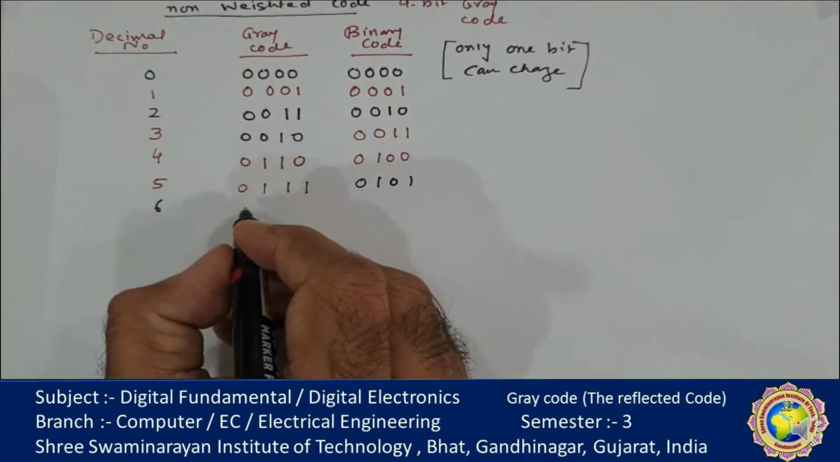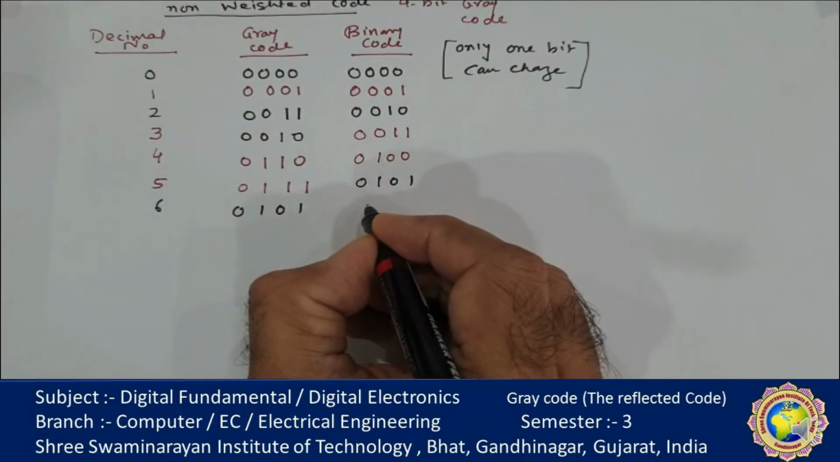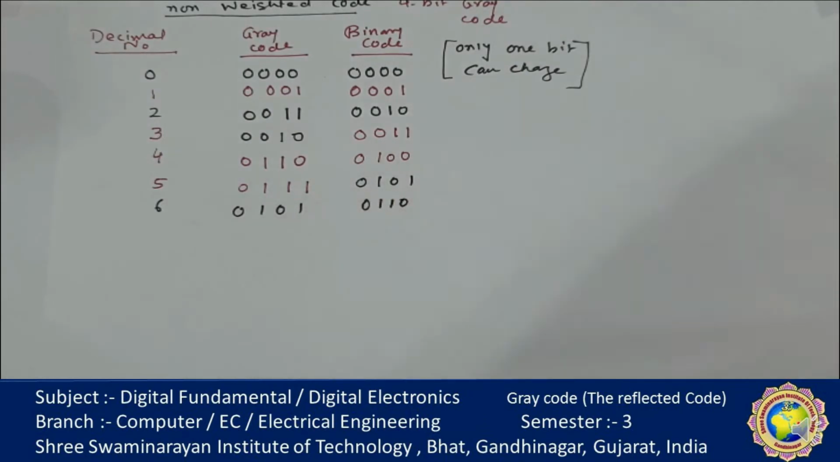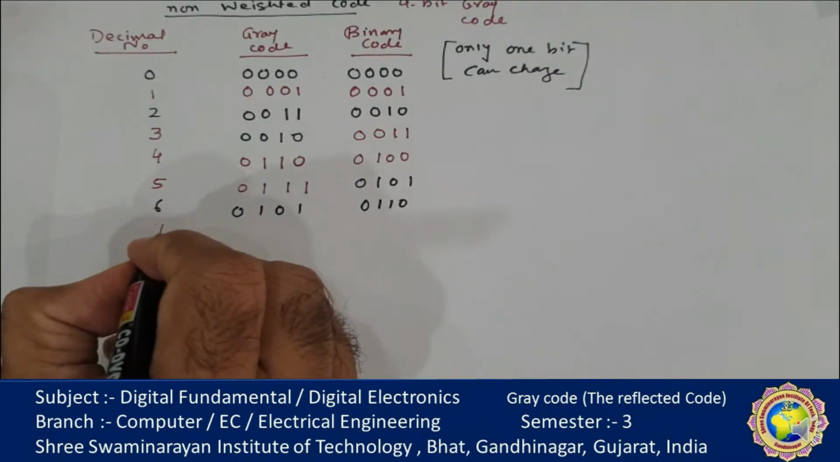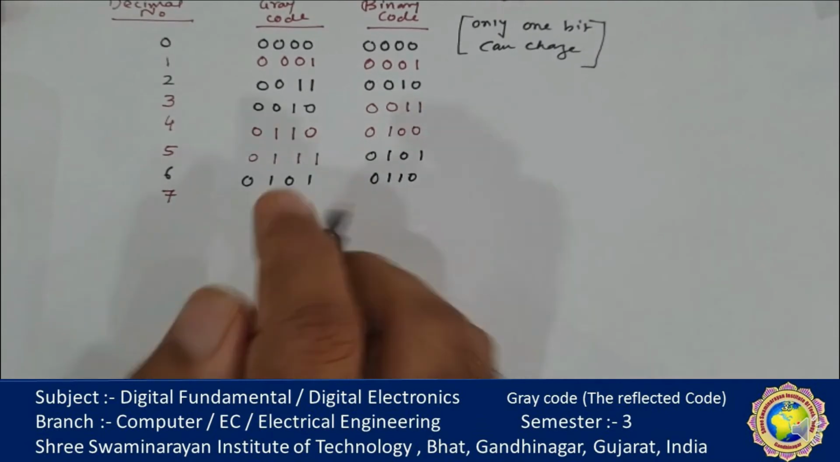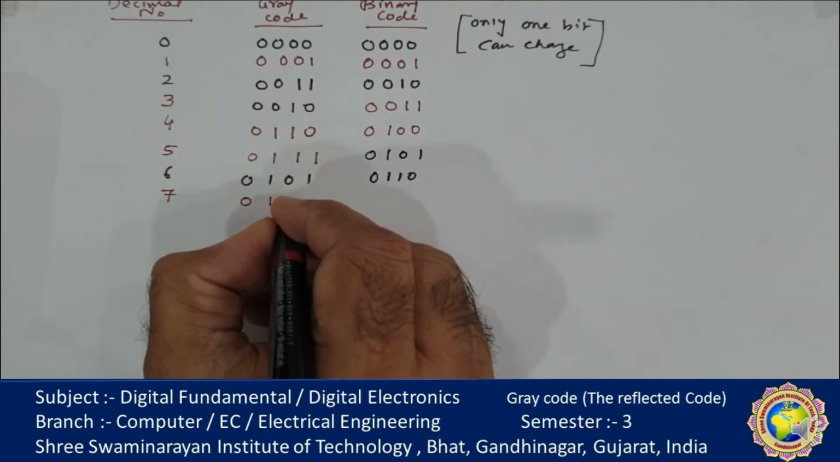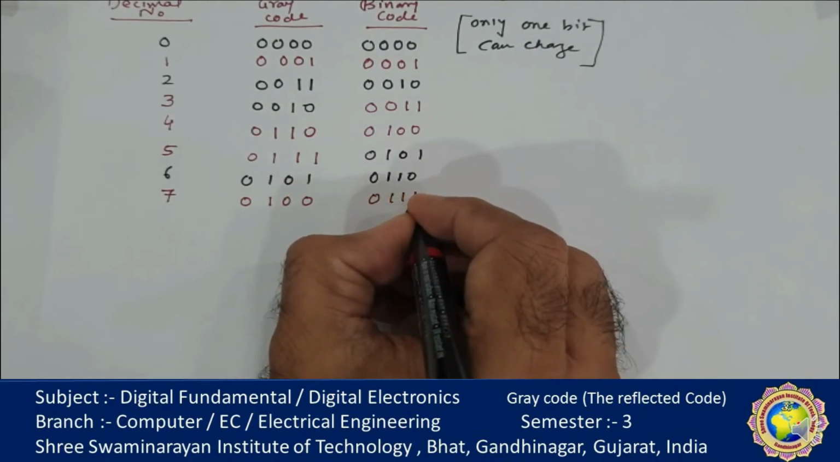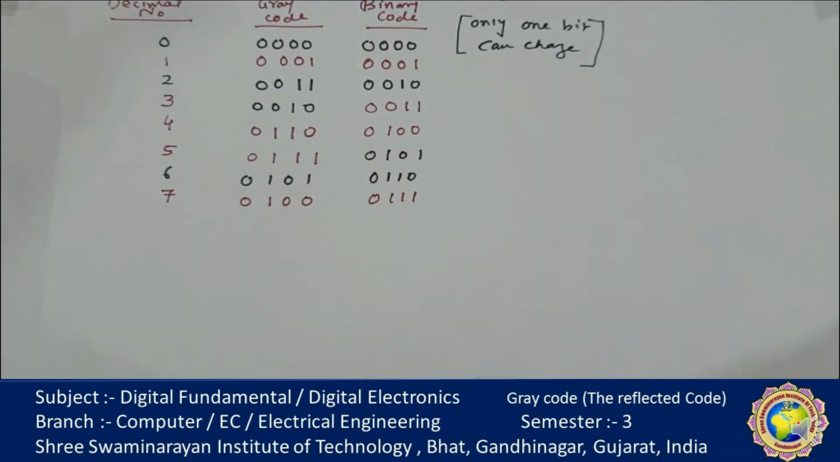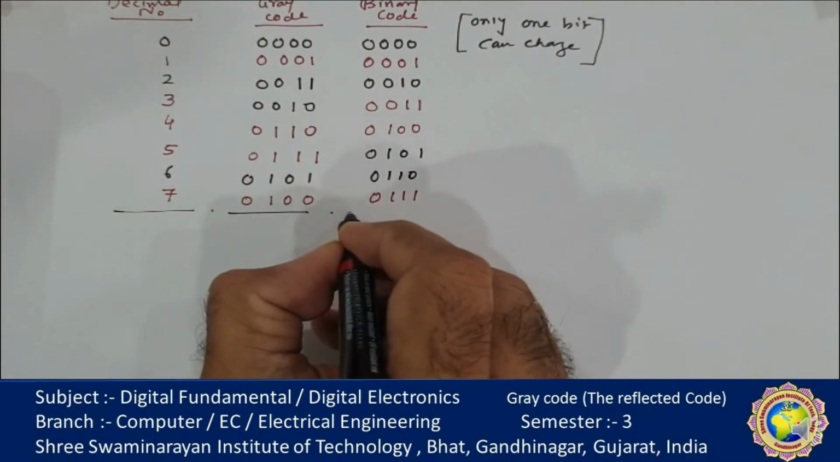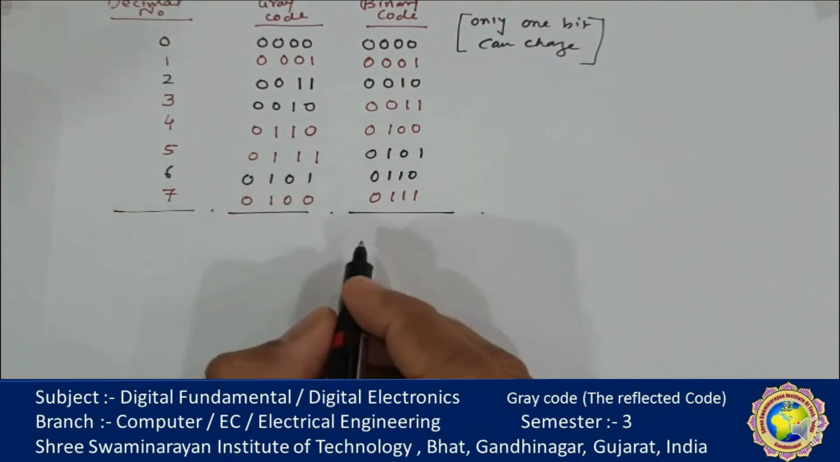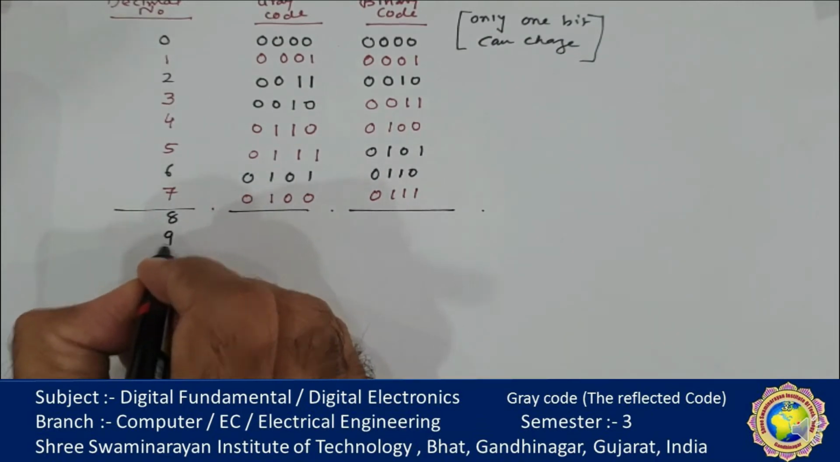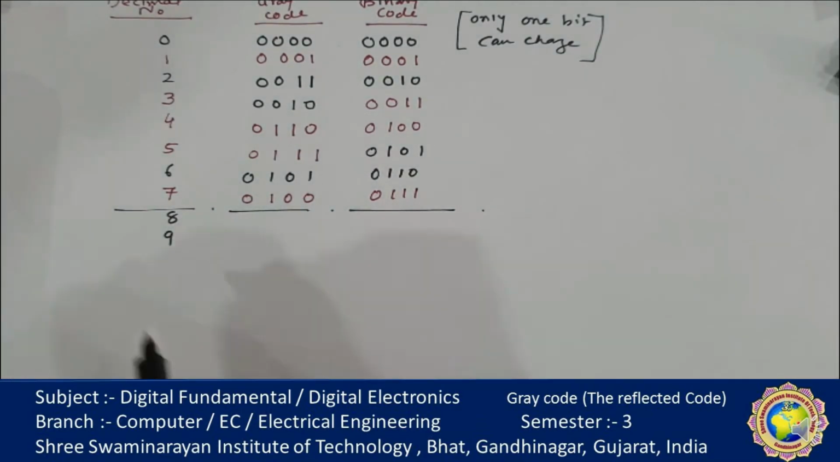The 6th is equivalent to 0, 1, 1, 0 in binary, while here it is 0, 1, 0, 1. And for 7 it will become 0, 1, 0, 0, while in binary all 3 are 1. This is the middle point of the numbers. Now we have to make the reflection. The remaining points we have to make by reflection.